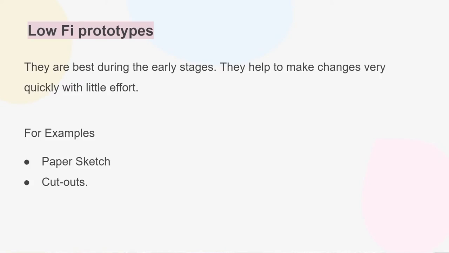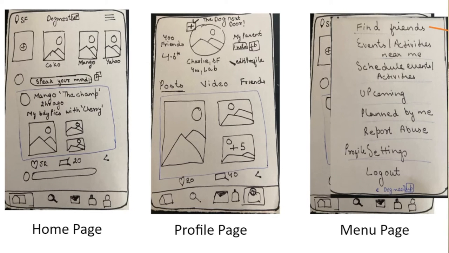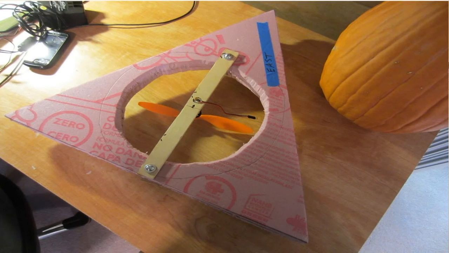Low fidelity prototypes are best used during the early stages. They help to make changes very quickly and very fast. Some examples of low fidelity prototypes are paper prototypes that you can see on the screen, or cutouts. Here you can see that I have created a paper prototype of one of my UX design projects of an application that I designed. And here you have a cutout of a hovercraft. It is simply made up of a wooden stick, plastic, and cardboard.